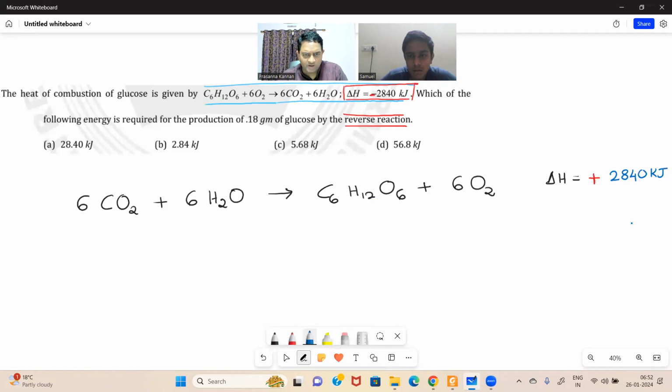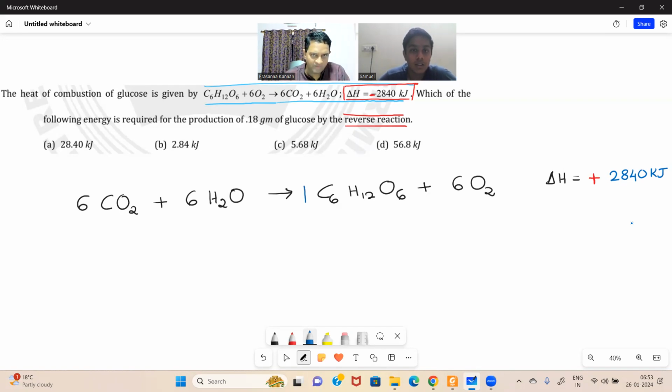Not directly can we call it the heat of formation of glucose, right? Why? Because when I say heat of formation of glucose, it must be from its constituent elements. It can't be from the compounds. So although this equation forms 1 mole of C6H12O6, I cannot call it the enthalpy of formation of glucose. But anyway, this is an enthalpy of a reaction, correct?